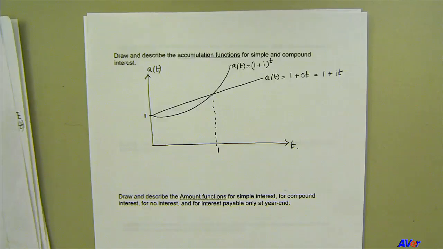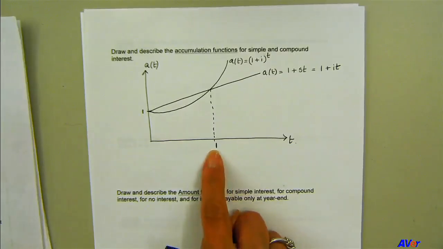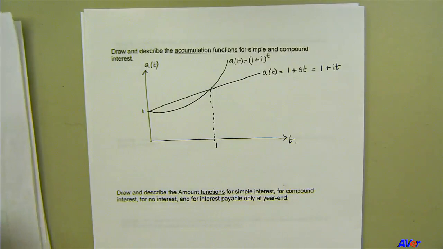When you have simple interest, you have a linear function. And when you have compound interest, you have an exponential function. And we were talking about the possibility of those two meeting, correct? So we said that they meet at t equals 1, which is right here.